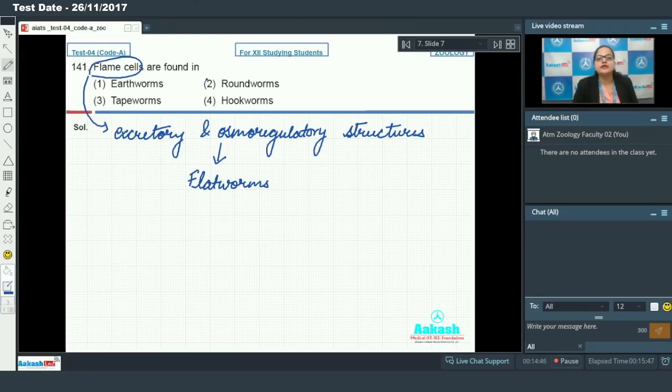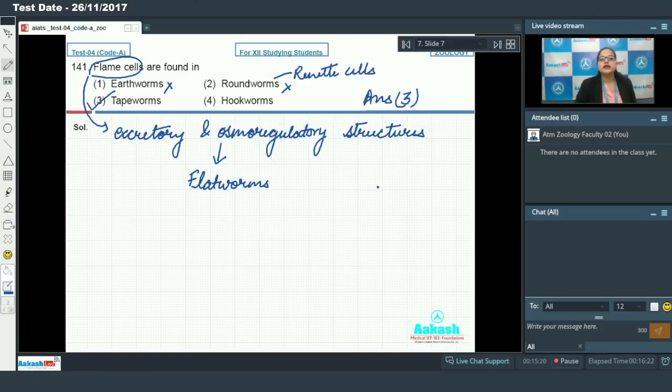So first option, that is earthworm, cannot be our answer since it belongs to phylum Annelida and they have nephridia as their excretory structure. Second, that is roundworms belonging to the phylum Aschelminthes, and they have renette cells as their excretory structure. So this cannot be our answer. Option third, that is tapeworm, which is a member of phylum Platyhelminthes and they have flame cells as their excretory as well as osmoregulatory structure, making option 3 the answer for our question.